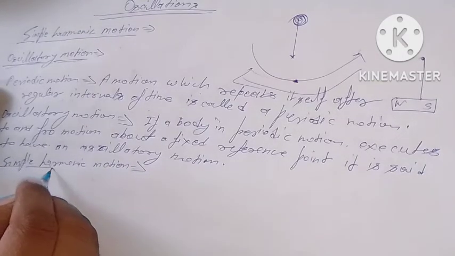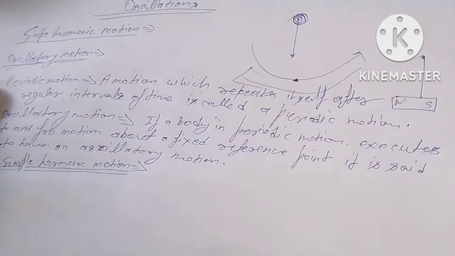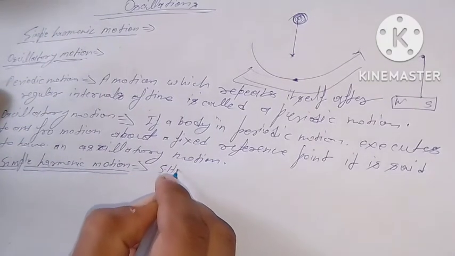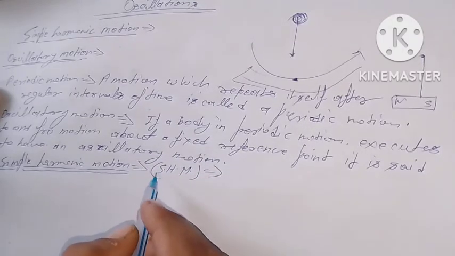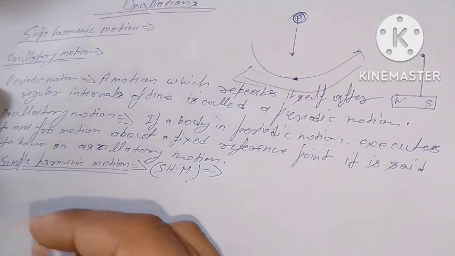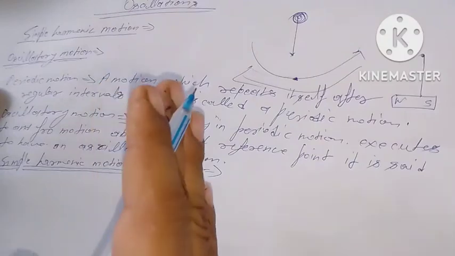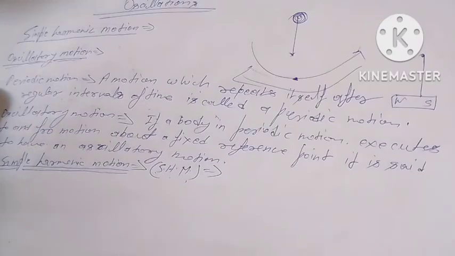What is simple harmonic motion? We will be knowing about simple harmonic motion, SHM. When a body moves such that its acceleration is always directed towards a certain fixed point and varies directly as its distance from that point, the body is said to execute simple harmonic motion, SHM.